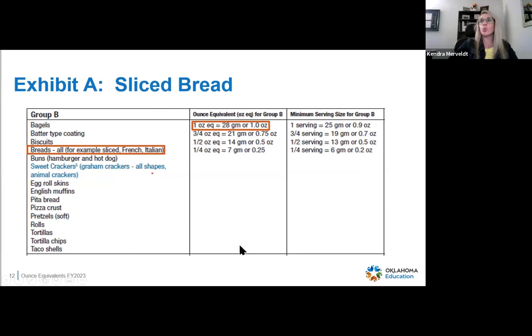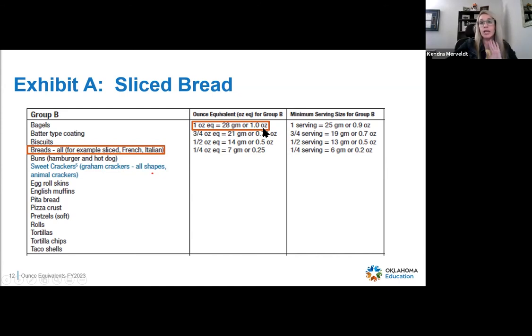So this here is a really good example of the new chart, the one from 2021, and the old chart. It does show you the difference in the serving sizes. So like right here in group B is where you'll find your bread. You now are required to serve 1 ounce equivalent. So for bread, that equals 28 grams or 1 ounce. Now on the old chart, 1 serving was 25 grams or 0.9 ounces. So as you can see here, it changed very little, but it did increase.